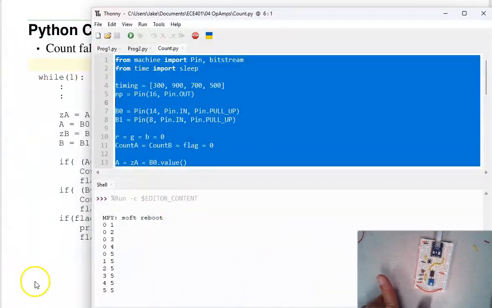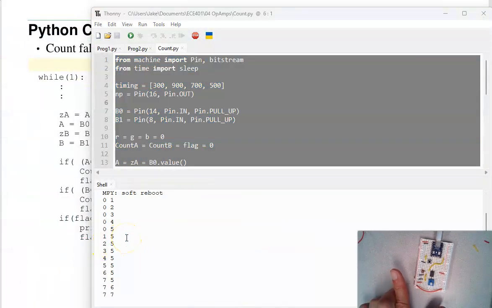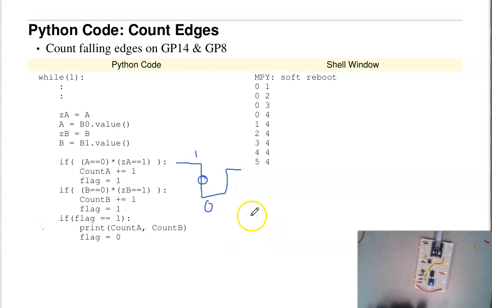Now one problem with a comparator: if I bring my hand right on the edge, I'll get multiple counts. There you can see I'm getting multiple reads. What's happening is there's always noise on the signal. So if the signal does this, when it passes through my logic level, I'll get multiple reads. That's what happens with a comparator.